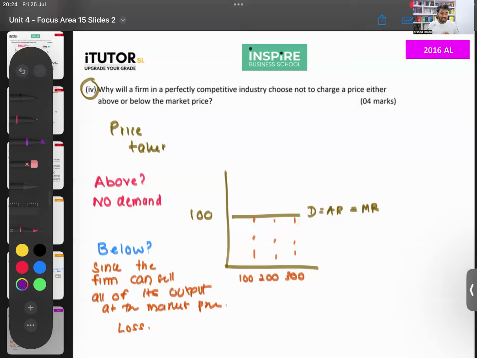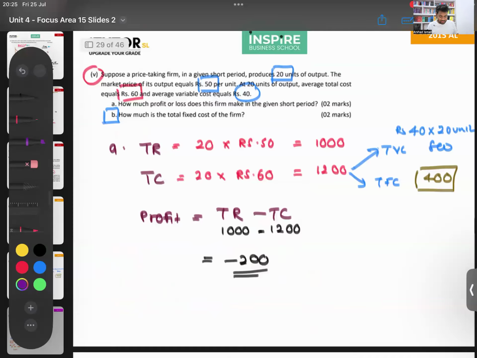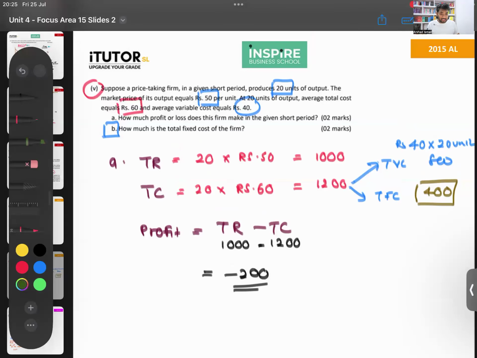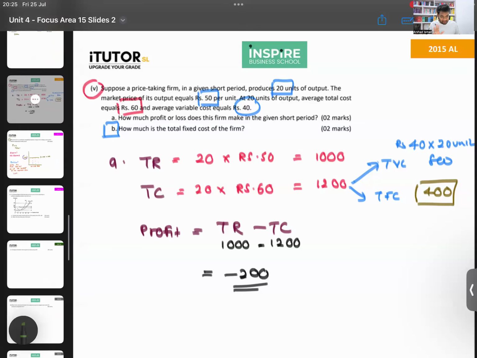Same logic here. If the farmer can sell all of his output at the prevailing price, why should he reduce it? Whether the farmer brings 100, 200, 300, or 500 kilos, if he can sell everything off at 100 rupees, he doesn't have to reduce it. So that's the reason that he will not charge a price below. So you have to explain the story. This is the previous one, if anyone wants. Okay. Then we'll go to the next question. Next one is a bit of a calculation. It's an interesting but an easy calculation to do.